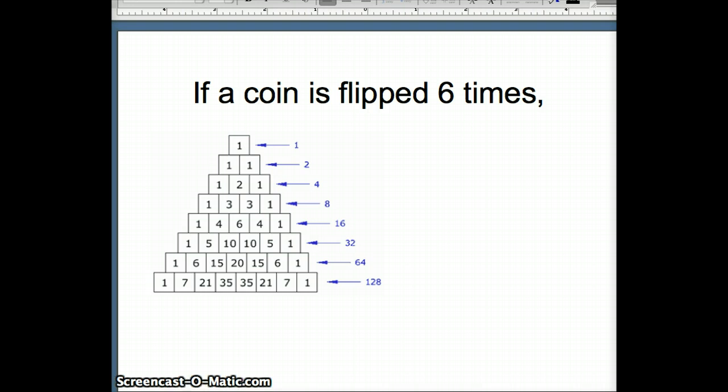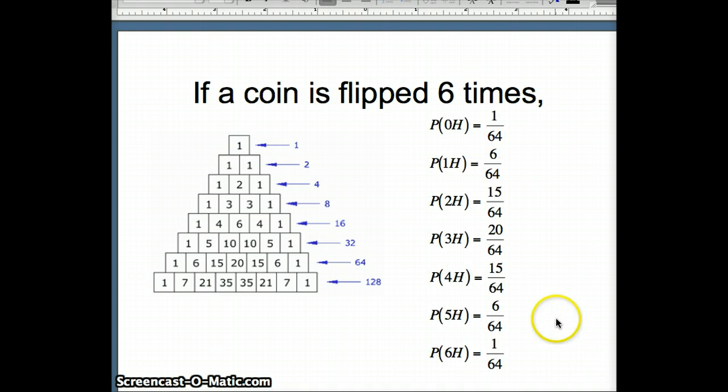So we're going to ask a question. If you flip a coin 6 times, what is your probability of getting 0 heads, 1 head, 2 heads, 3 heads, 4 heads, 5 heads, 6 heads? You've got to go down to the row that has a 6 in it. So it's this row right here. If you add up all those numbers, you get 64. 64 is going to be the denominator for the fraction. So getting 0 heads should be 1 out of 64. 1 head should be 6 out of 64, etc. So you will see those probabilities. 2 heads, 15 out of 64. 3 heads, 20 out of 64. 4 heads, etc.